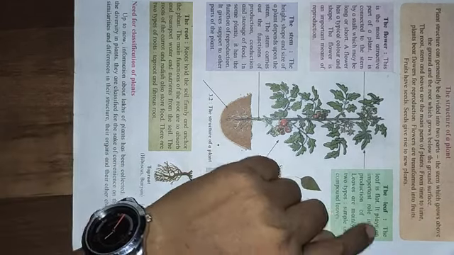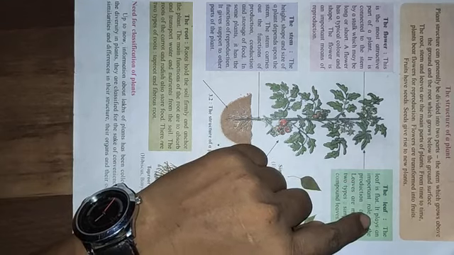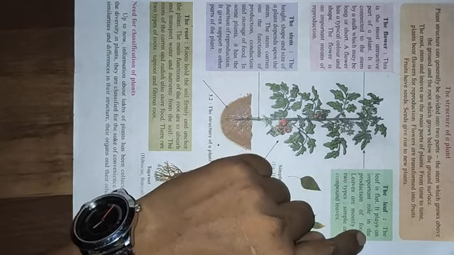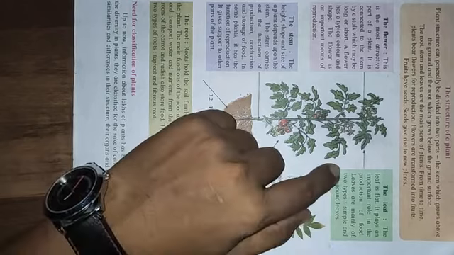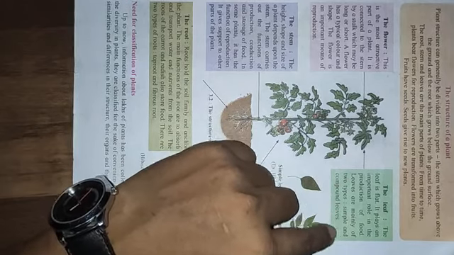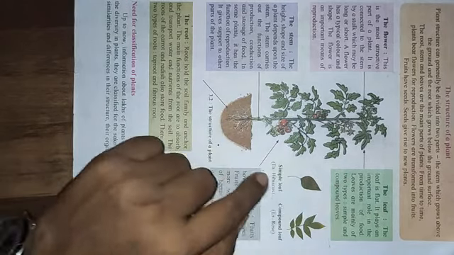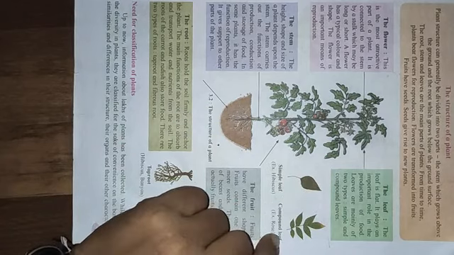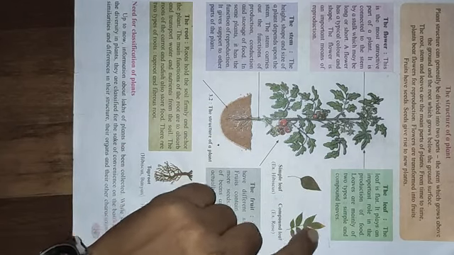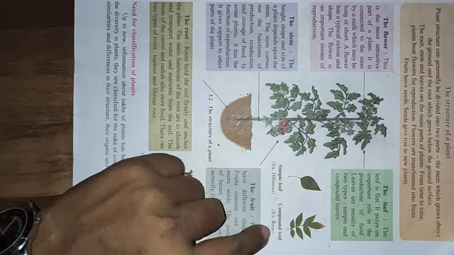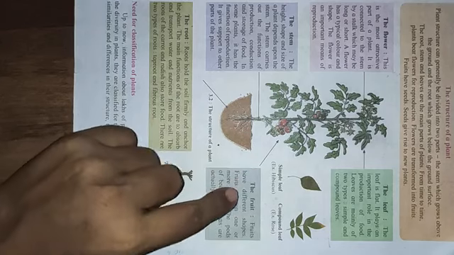Then the leaf. The leaf is flat. It plays an important role in the production of food. Leaves are mainly of two types: simple and complex. Simple means having only a single leaf. Complex means from one stalk there are too many leaves. Like the rose leaf is complex, and a simple leaf is like hibiscus.